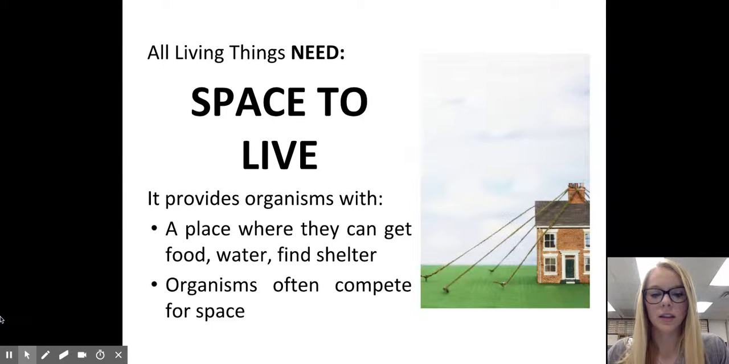Living things also need space to live, where they can get food, water, and find shelter. Organisms will often compete for space, like lions defending their territory or humans bidding on a home. Your second keyword is living.